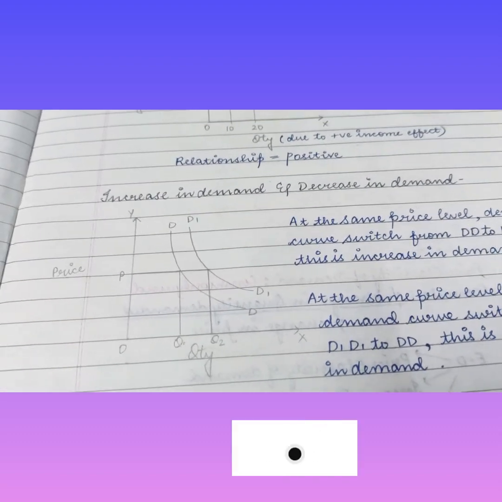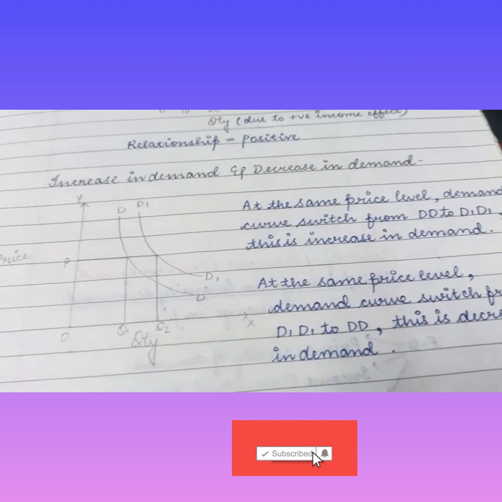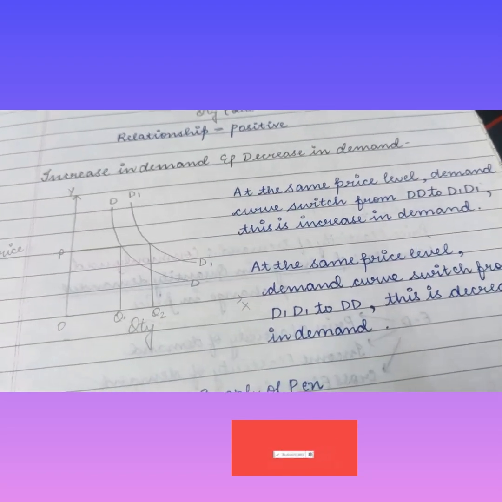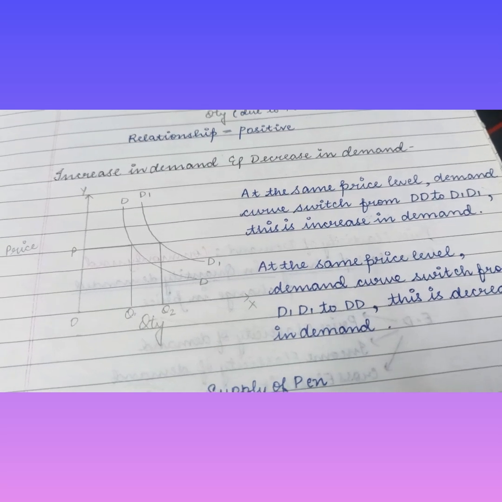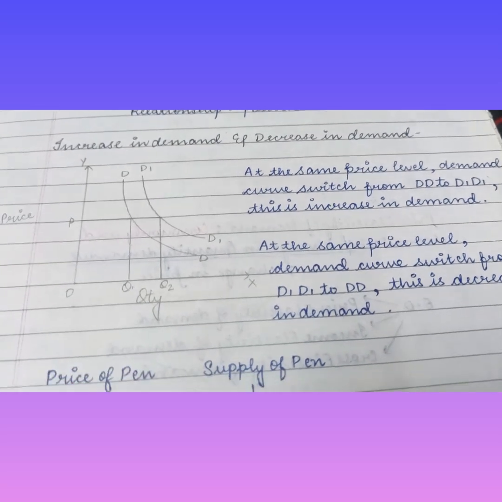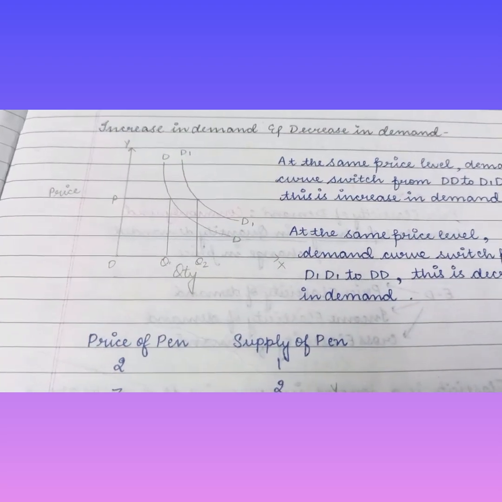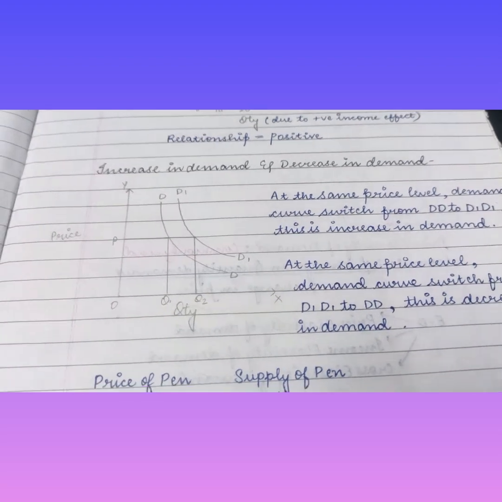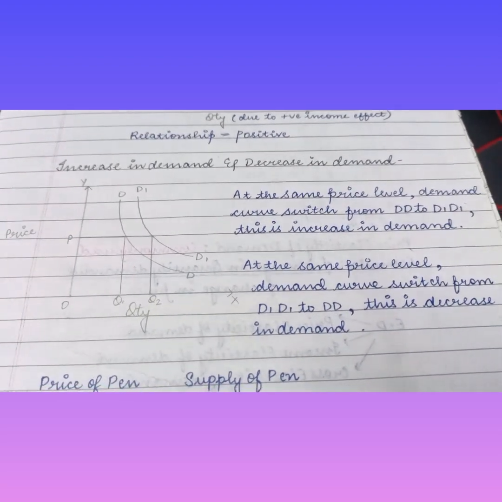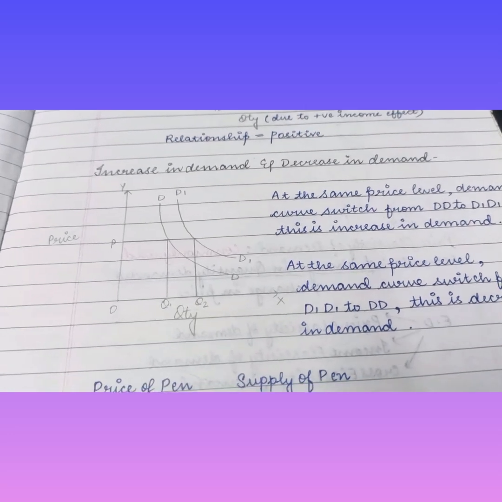On the contrary, if we talk about the decrease in demand, you can visualize from this diagram that if the demand is D1 and it reduces from D1 to DD, at the same price, it's known as a decrease in demand. Mean to say कि if at the same price level पे demand बढ़े या घटे, that's known as an increase in demand and then a decrease in demand.